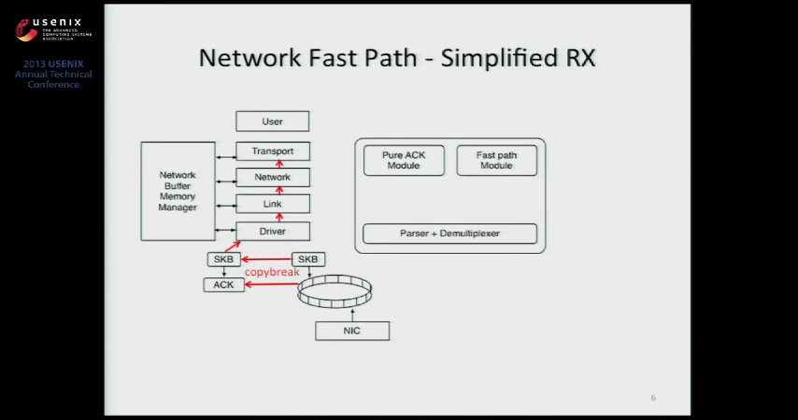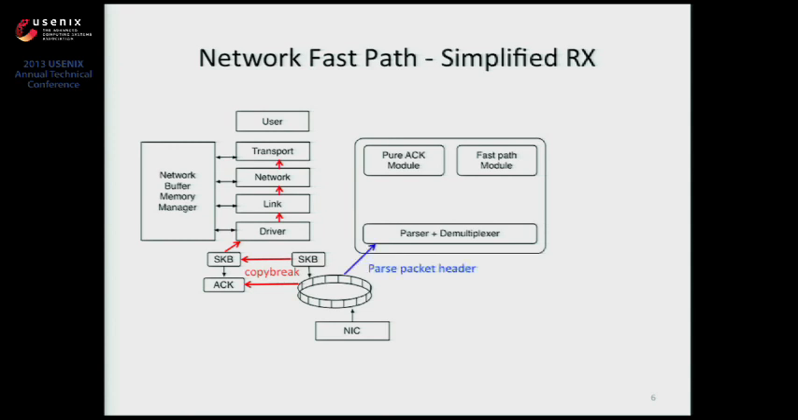A better way to do this is what we call a network fast path. So the idea is very simple. Instead of doing all these memory allocations and path traversal, why can't we have a very lightweight parallel stack that implements a fast path for common packet types that we want to optimize? On the left, we have the conventional path, and on the right, we have the fast path.